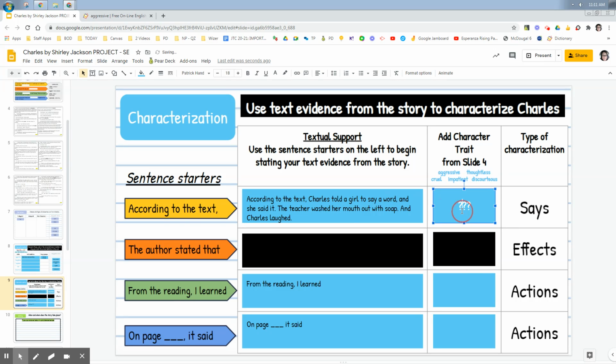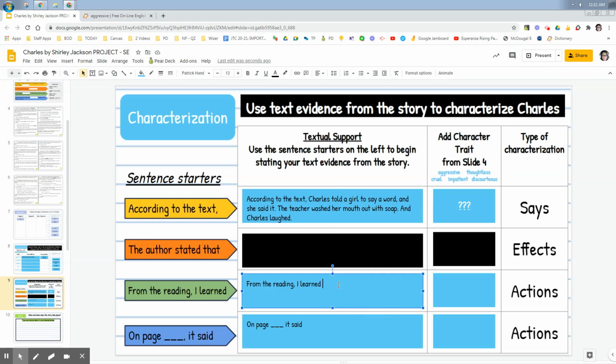So after you're done finding the character trait, you're going to do the last 2 boxes. But instead of finding something that Charles says, you're going to find 2 actions. So you're going to go back to the story from the reading and write the evidence from the story, something that Charles did, to show that he was either aggressive, thoughtless, cruel, impatient, or discourteous, and type it in the box here, just like we did for the first box.